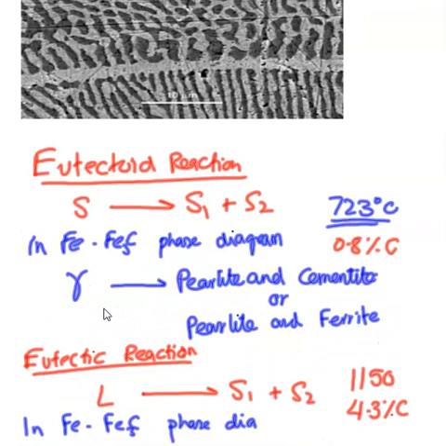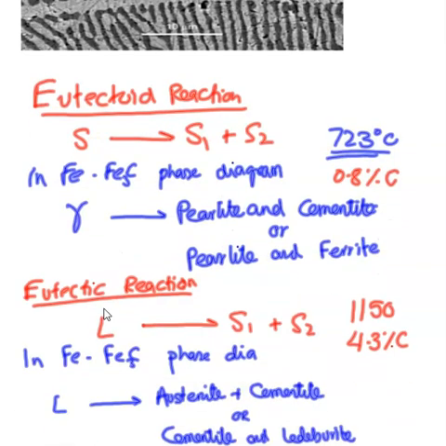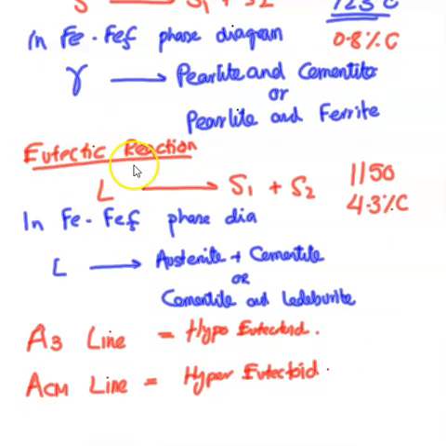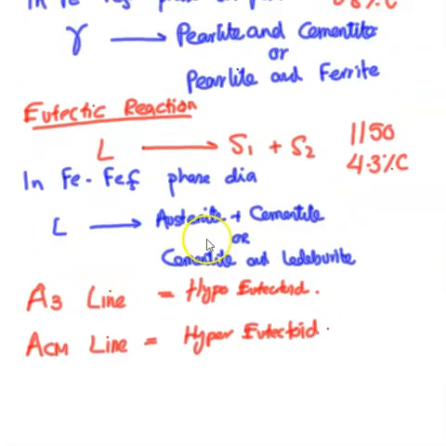Now then we got the reactions. One reaction is called the eutectoid reaction. The eutectoid reaction is a reaction where one solid converts into two different solids when you cool it down. I will explain that later. Then we got the eutectic reaction, a reaction where a liquid converts into two different solids, solid 1 and solid 2. I will explain that one later. Okay, any questions so far?